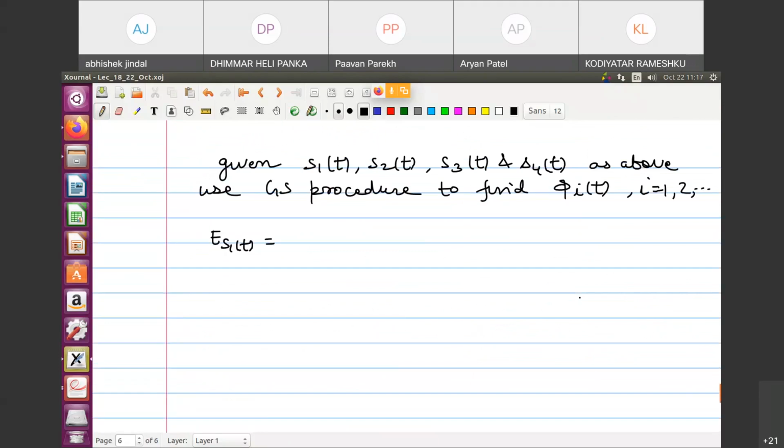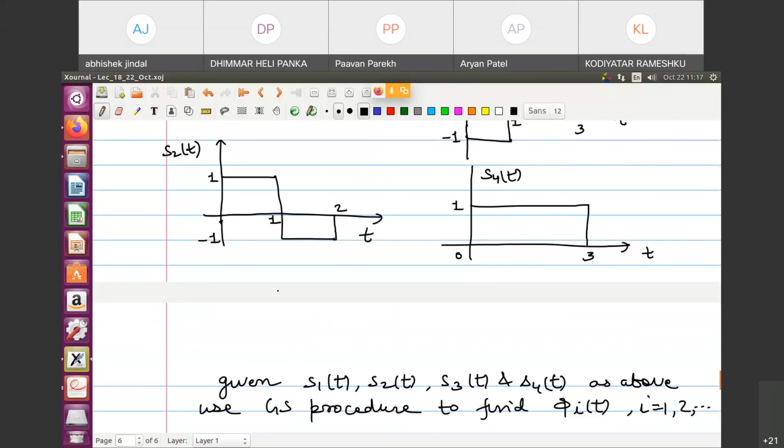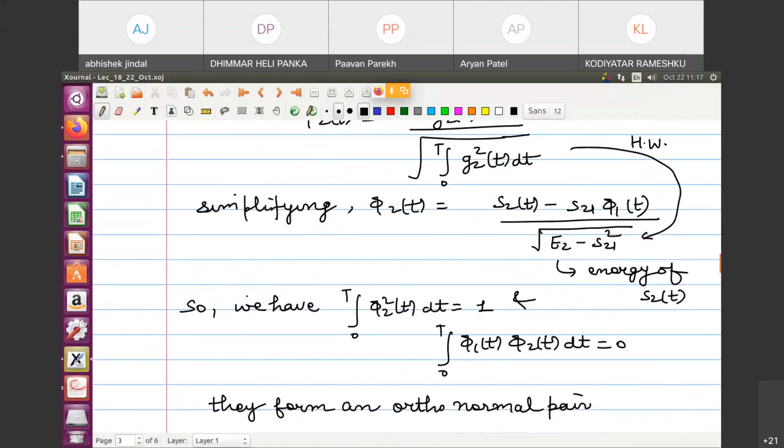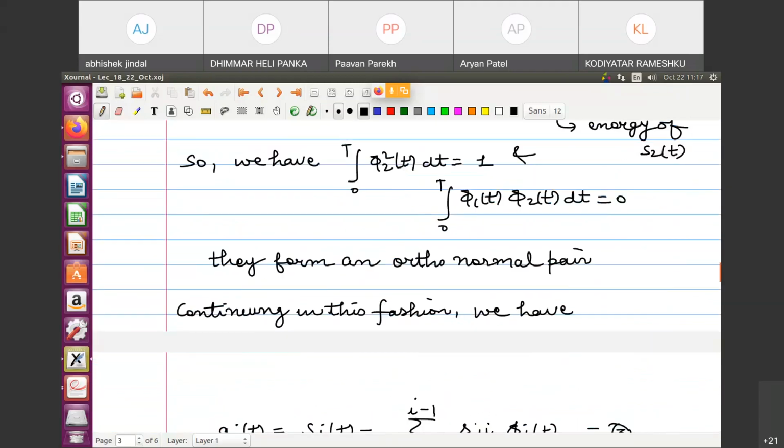So let us first of all find out the energy in S1(t). This would be the integral from 0 to 2, because it is defined from 0 to 2, of 1 squared dt, which is equal to 2. Okay. So the first signal, phi_1(t), as we already saw, will be S1(t) divided by the root of the energy of S1(t). Okay, so this is our first signal, as per the procedure. Let me just go back and show it to you. The first step is S1(t) divided by the root of the energy. So this we have done.